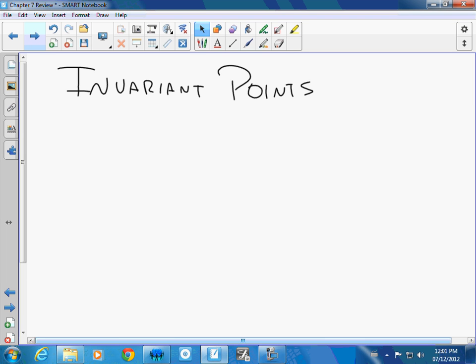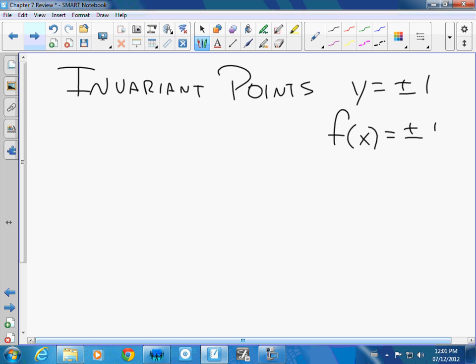Now, to do the math, what do we set y equal to? Yeah, no, not 0. We set y equal to plus or minus 1. You will often see it this way too: f of x equals plus or minus 1. Do they mean the same thing? Plus or minus 1. Just the rule.